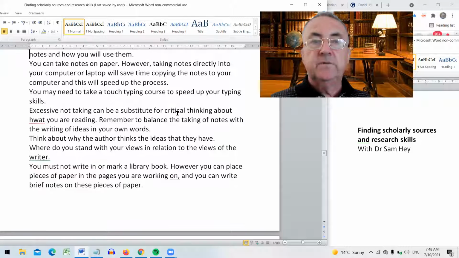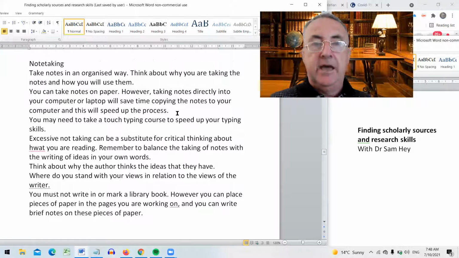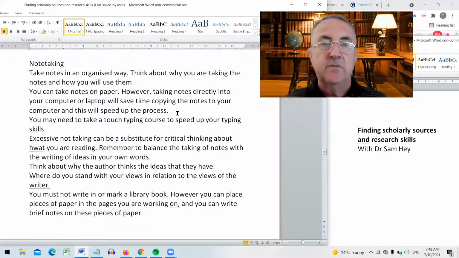And then you need to move to the note-taking part of the gathering of the information, where you need to carefully take the notes in an organised way and think about why you're taking the various notes and how you're going to work through them. That'll be the topic for another time, as to how to put those notes together.